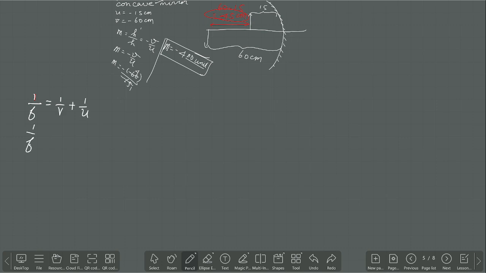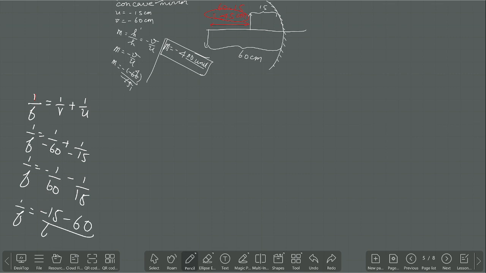So 1 by F is equal to 1 by, what is the value of V? Minus 60 plus 1 by minus 15. So 1 by F is equal to minus 1 by 60 plus minus 1 by 15. Now do the cross multiplication. 1 by F is equal to minus 15 minus 60 by 60 into 15. Now 1 by F is equal to minus 15 minus 60, minus 75 by 60 into 15.